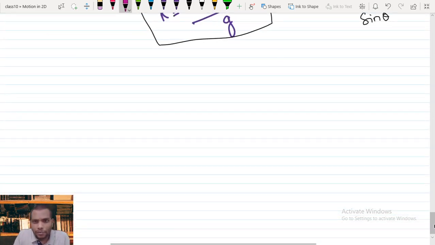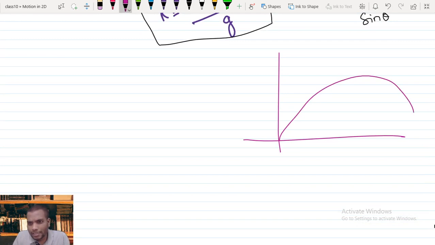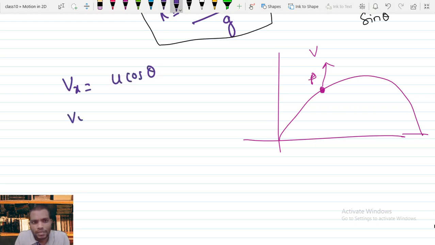Now we need to derive, for the projectile motion, what is the velocity of the projectile at any instant. Suppose here you need to find a point P. I want to know what is the velocity of the projectile at this point. So to find the velocity, we need the horizontal component of velocity, which is equal to u cos theta, and the vertical component of velocity, which is equal to u sin theta minus gt. So these are the horizontal component and vertical component of velocity.